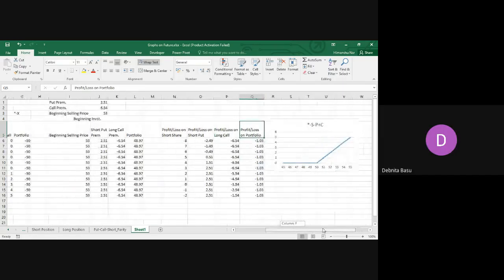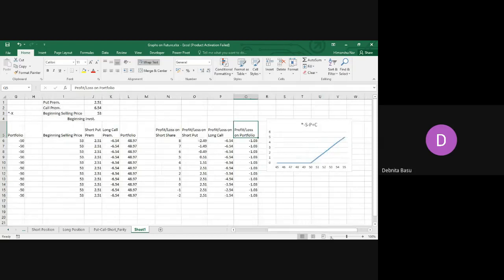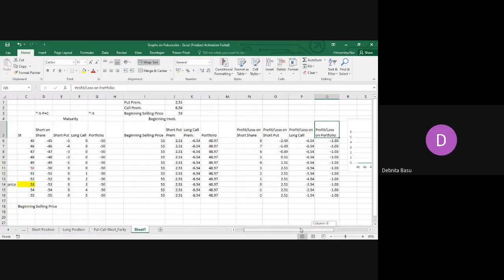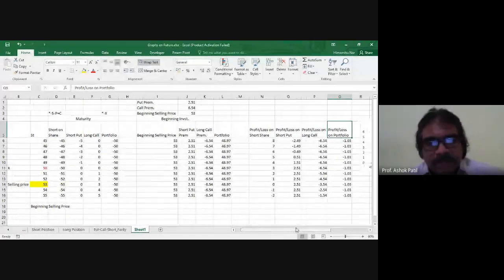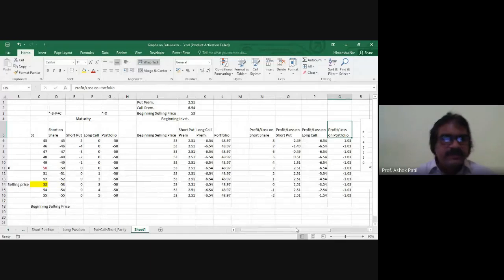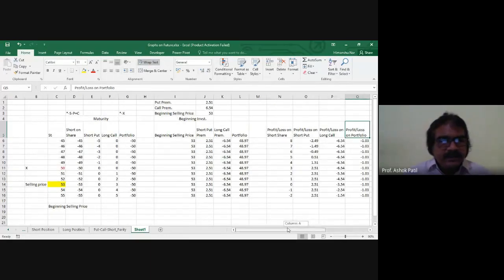Yes, Devnita, tell me. Sir, it's a short share. Correct. Why is the selling price 53? No, it can be anything. You can put anything. So we have given that information. The beginning selling price is 53. If you take 50, that also is fine. So just change that. Now you can change it.